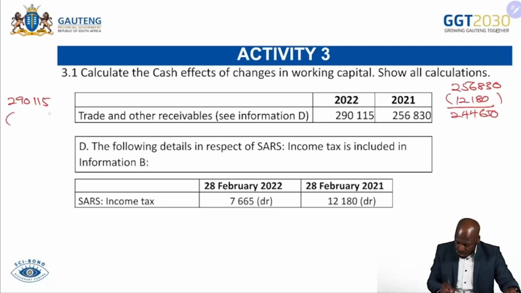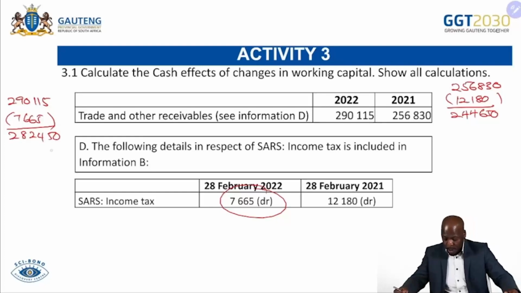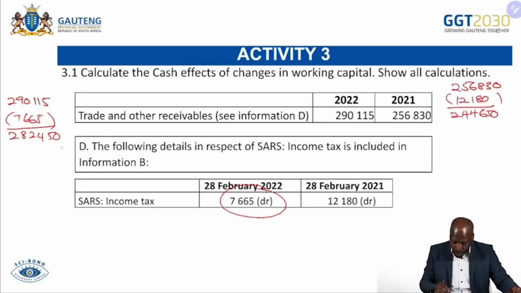And then I'm going to subtract my SARS for that year, which is 7,665. And then the difference, therefore, becomes 282,450. So you then ask yourself, is it an increase or a decrease? You can see it is 244,650. Now it's 282,450. That is an increase.